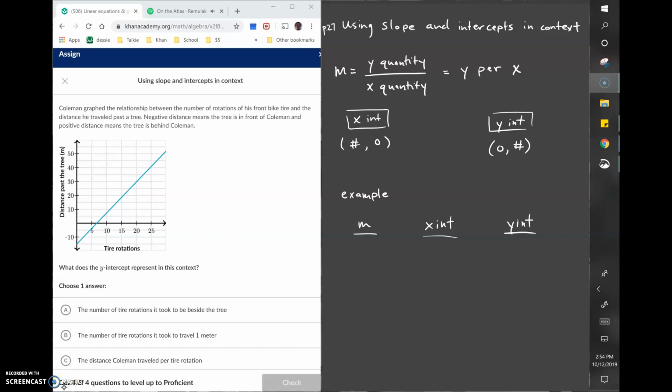Alright, today's video is going to cover using slope intercepts in context and their word problems. With word problems, there isn't necessarily any exact steps. What I'm going to have you do is pause the video, read the problem to yourself, and then you're going to see an image pop up on the right.